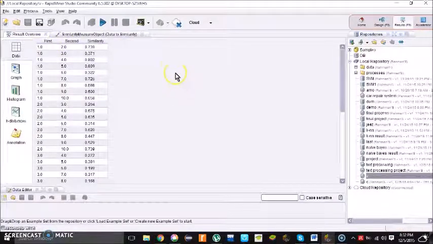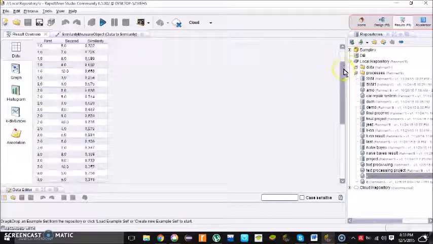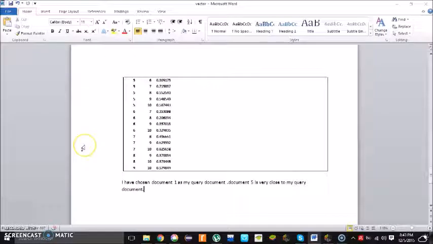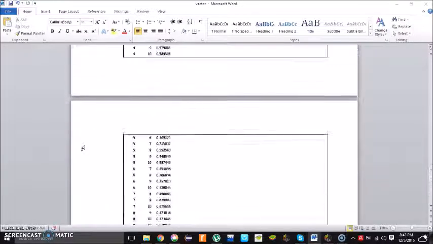After running it, it will show the similarity over here. It will calculate each and every document similarity. For example, the first document compared to the second document over here, the similarity is this one, 0.739. So it will calculate each and every document. I have included the whole result over here.